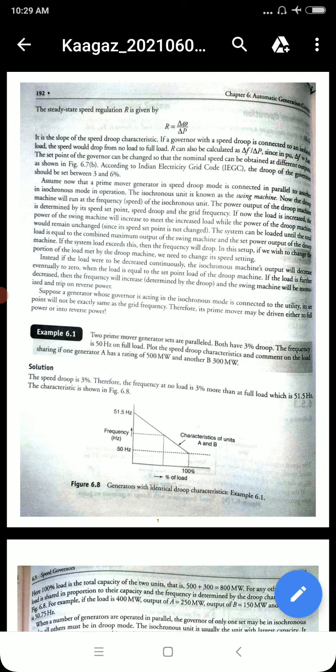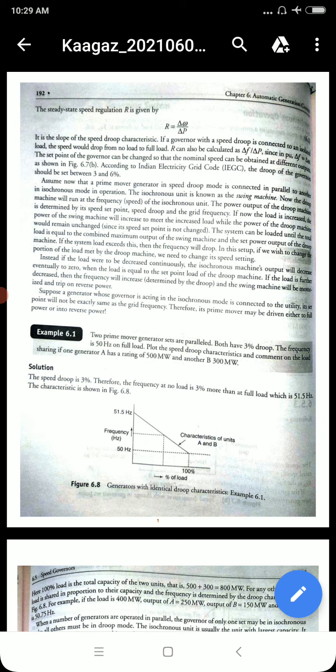In the previous class we have seen the modes of governor operation. The asynchronous operation and droop mode operations were seen, and the regulation R was given by delta omega by delta P, that is the change in the speed divided by the change in the power. So we'll continue with the same topic today, and we'll see one problem, and we'll finish the second module today.